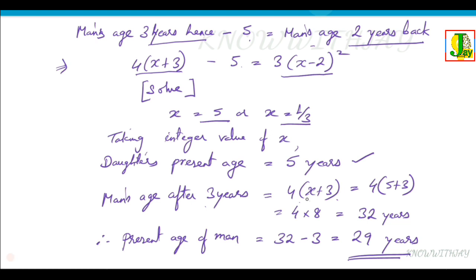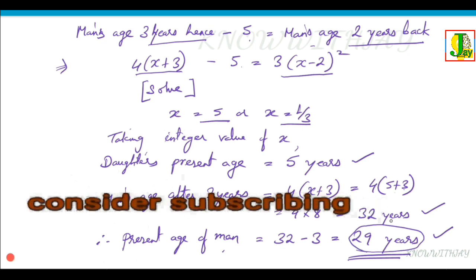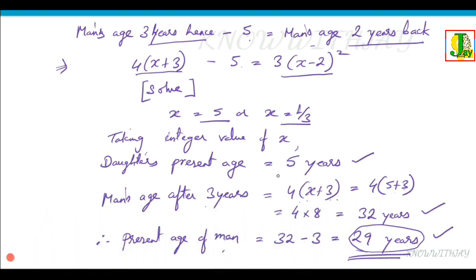So the man's age after 3 years is 4 into (x + 3). So that's 5 + 3 is 8, and 4 times that is 32. So the man's age after 3 years is 32 years. So the present age has to be 3 years less than that. So the present age of the man is 29 years, and the present age of the daughter is 5 years.